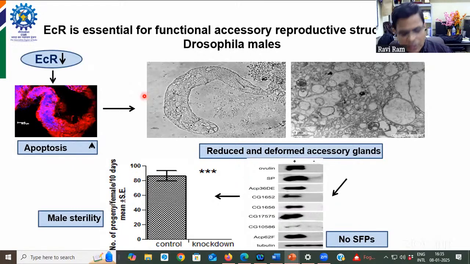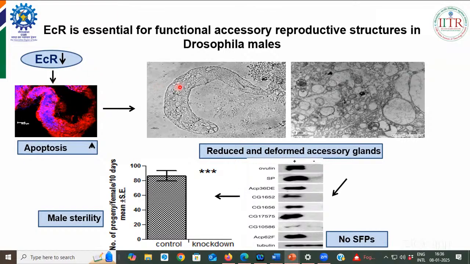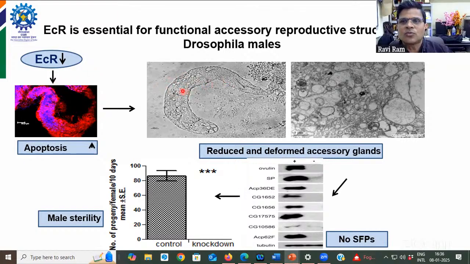Okay, so coming to ECR, the ecdysone receptor. When we knock down the ECR, what we saw was increased apoptosis in the tissue. You know what is apoptosis? The programmed cell death. Yes, sir. Okay, so I showed you earlier that accessory gland which was full of secretions. Now the knockdown one looks pretty much like this, with some vacuoles, which you can see. This is the transmission electron micrograph image, where you will see these vesicles, which are pretty much empty.